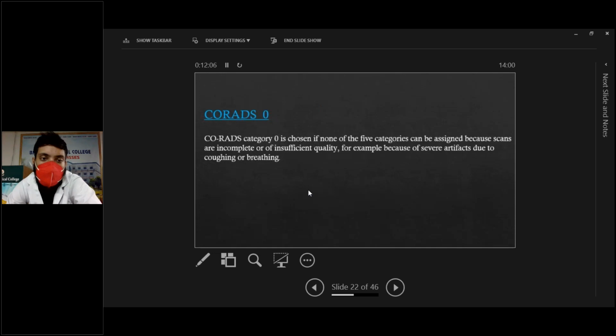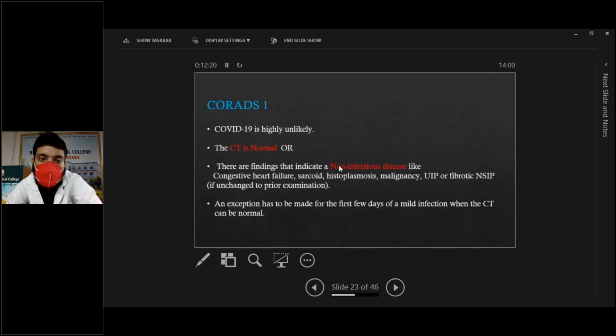So I'll quickly pass through the slides. CORADS 0, as I have already said, is chosen if none of the 5 categories can be assigned because scans are incomplete or of insufficient quality, for example, because of severe artifacts due to coughing or breathing. We move on to CORADS 1. CORADS 1 is a completely normal chest CT.